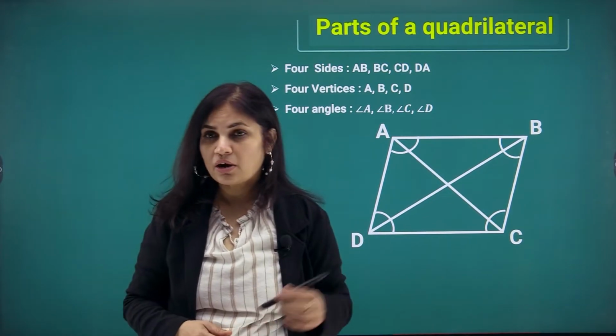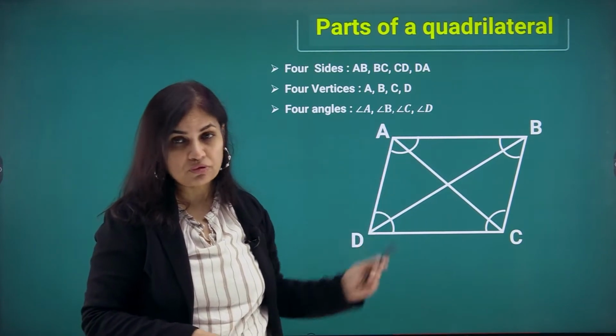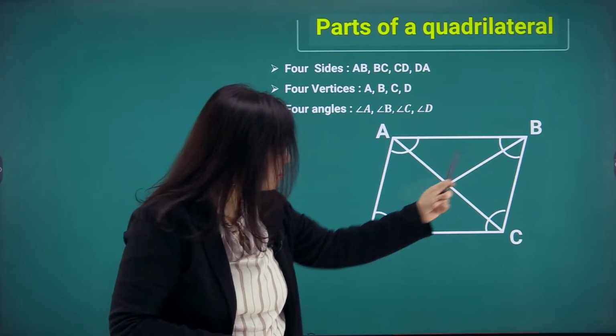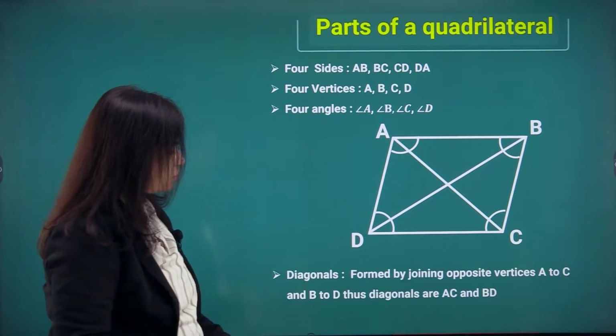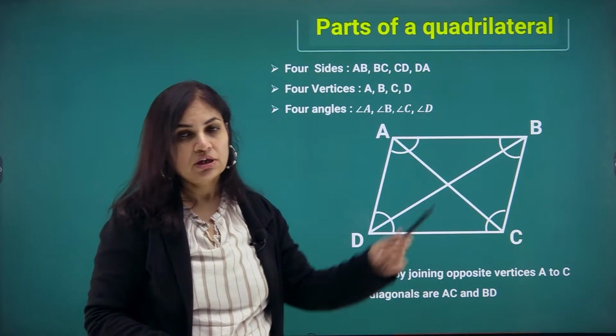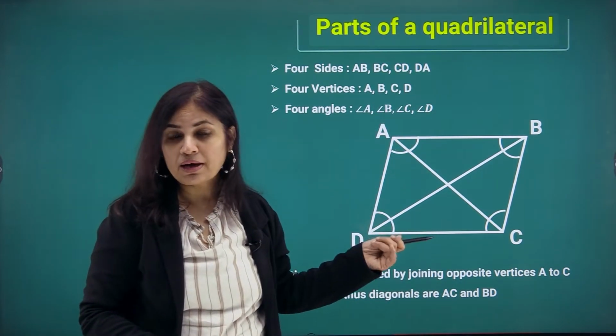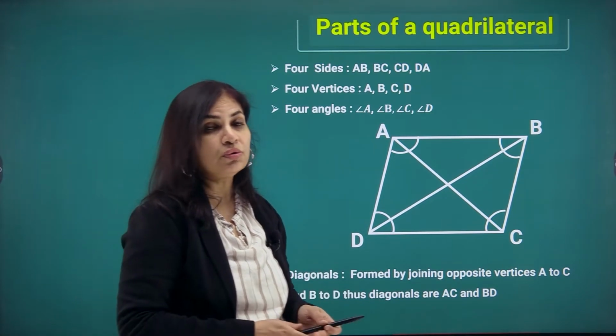So, we can see a quadrilateral has 2 diagonals because we have 2 pairs of opposite vertices, vertices B and D, and A and C. So, these are the 2 diagonals formed by joining opposite vertices of the quadrilateral. So, a quadrilateral has how many parts? It has 4 sides, 4 angles, 4 vertices and 2 diagonals.